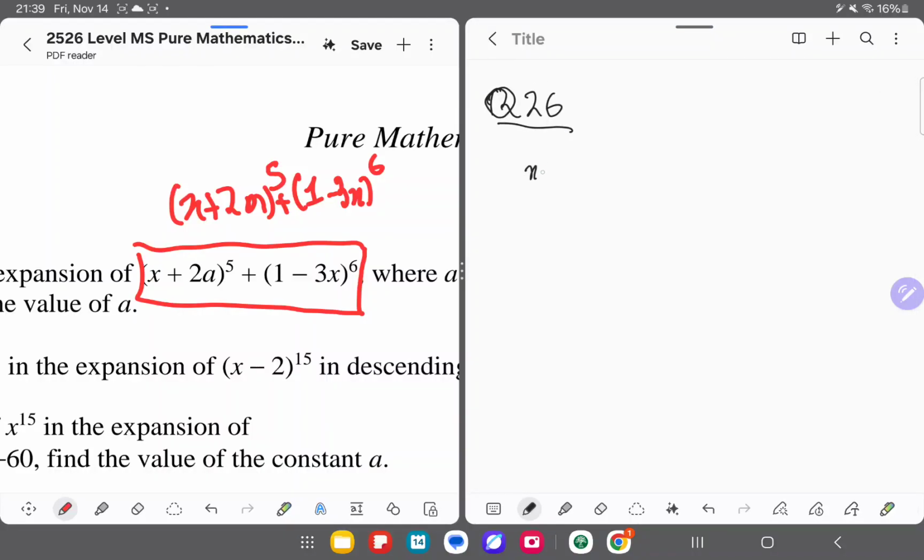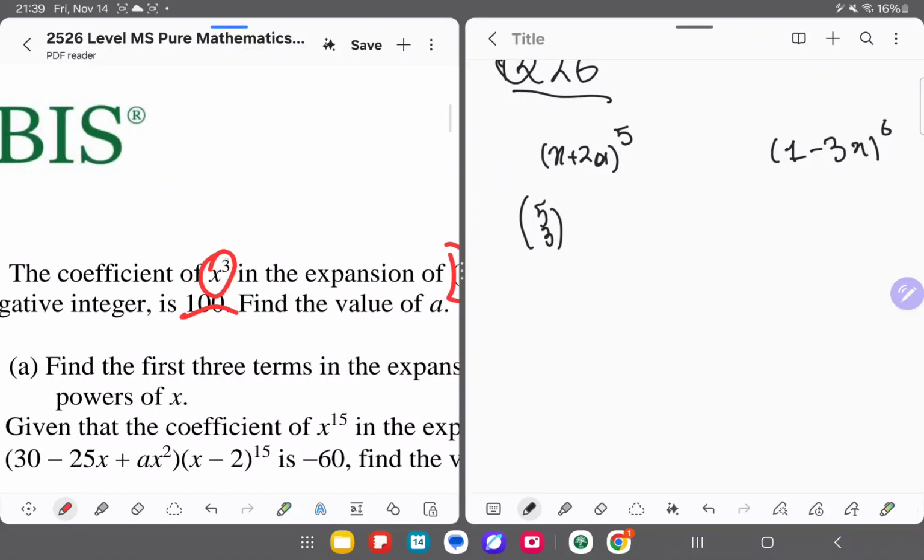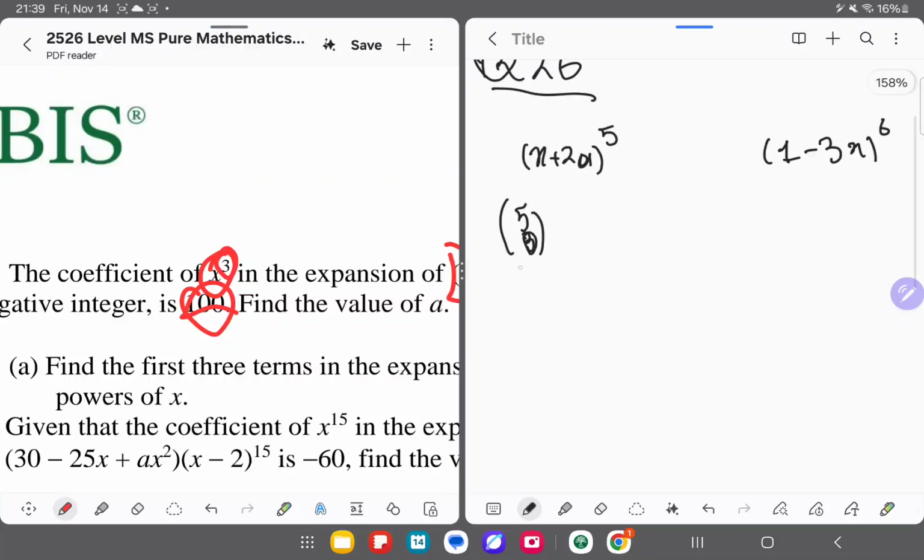This is supposed to be plus here, so (x + 2a) power 5 and (1 - 3x) power 6. So what I'll do, expand this first, and I'll find the x power 3 term, because they said the coefficient of x power 3 is 100. So I'll just put 3 in here. Okay, so I'll just substitute. I get 3 to a 5 minus 3, which is 2.